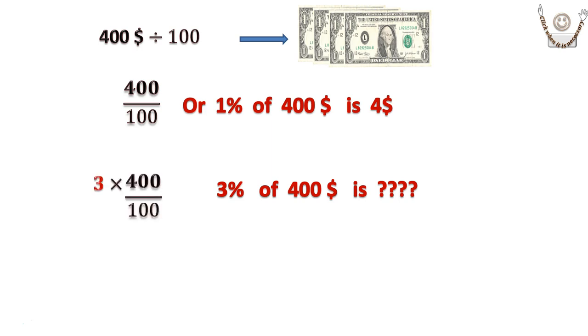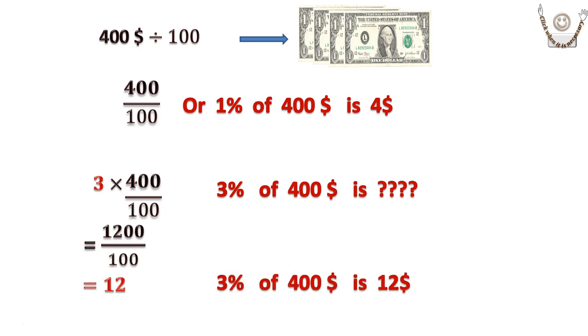and we will have, in fraction, 1200/100, or just 12. So now we can say 3% of 400 is $12. What happened here? We just multiplied by 3 what represents 1%.